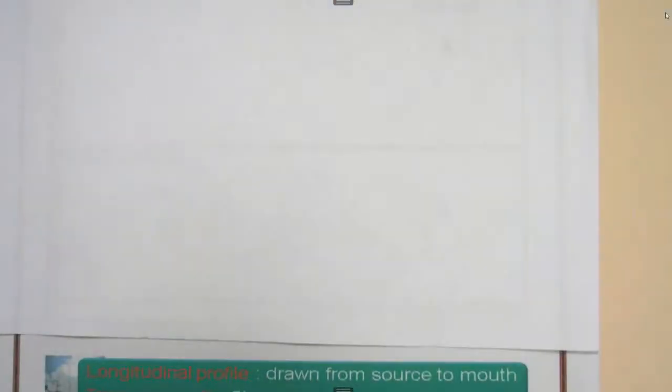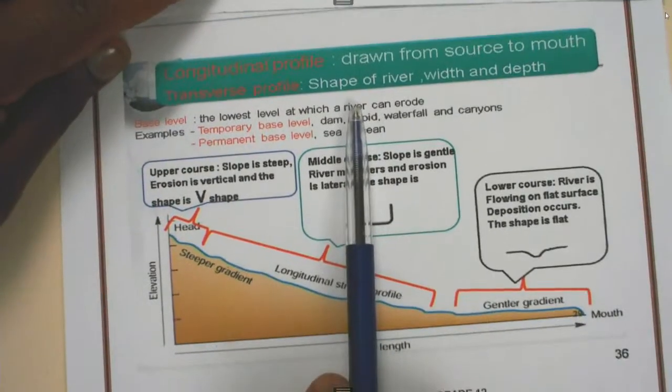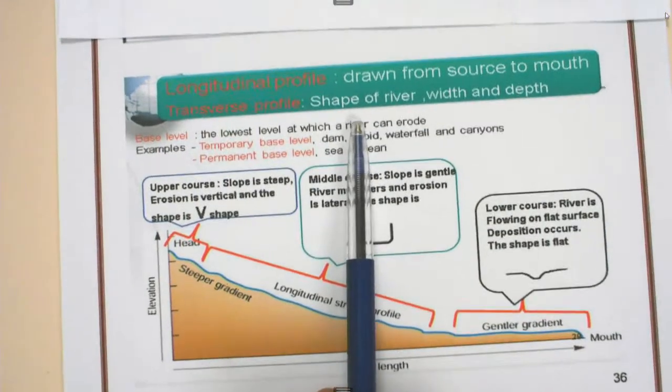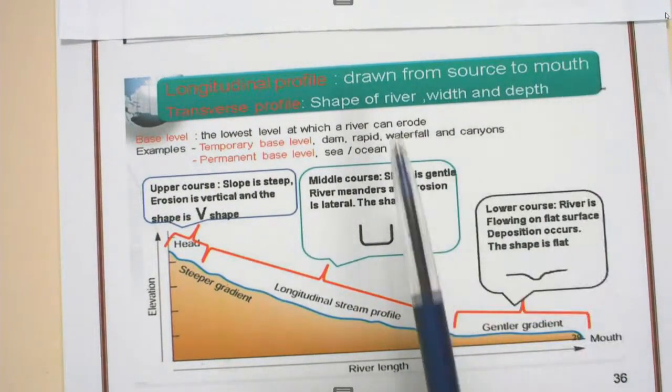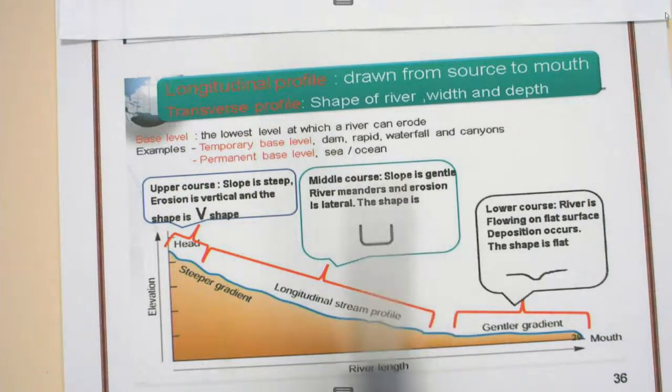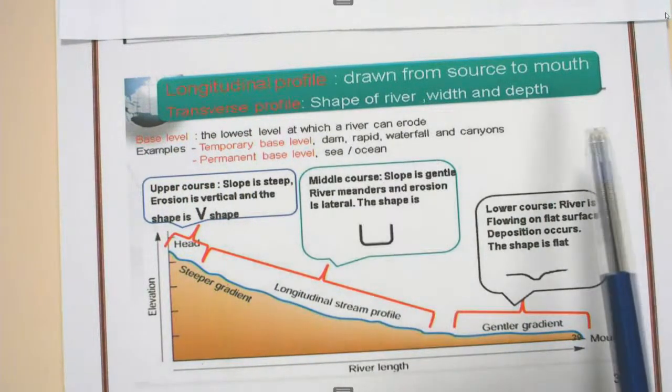Now we look at the river profiles. We have two types of profiles, the longitudinal profile as well as the transverse profile. The longitudinal profile is the profile of the river as seen from source to mouth, whereas the transverse profile is taken from one bank to another bank.